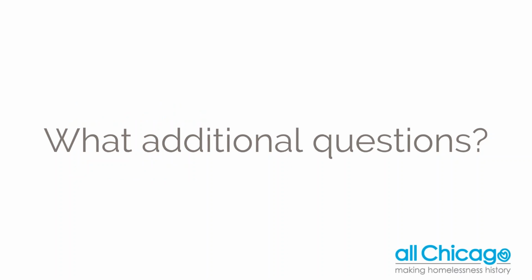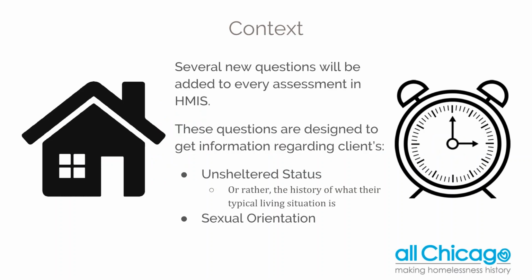So what additional questions are we adding? Why are we adding them? We're adding these questions and they're designed to fall into two camps. One purpose is so that we can get a client's unsheltered status. These questions are designed to help us determine the housing history of that client's typical living situation. The main purpose is to get a sense of who is unsheltered in our system by diving deeper into the history of where that client typically sleeps. And then we have a question regarding sexual orientation.